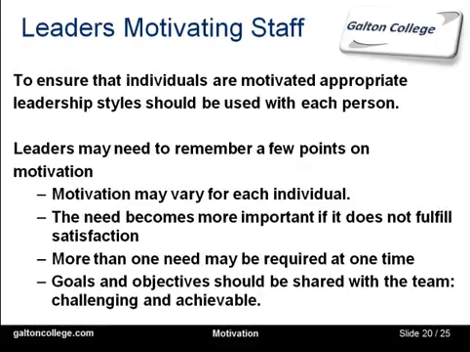Leaders motivating staff. Well, to ensure that individuals are motivated, appropriate leadership styles should be used with each person. Leaders need to remember a few points on motivation. First of all, motivation may vary from person to person. There isn't one overarching view of motivation that applies to everybody. Different people are motivated in different ways. So managers and company leaders need to recognize this and need to tailor their motivational policies to what is more likely to be received amongst the workers.